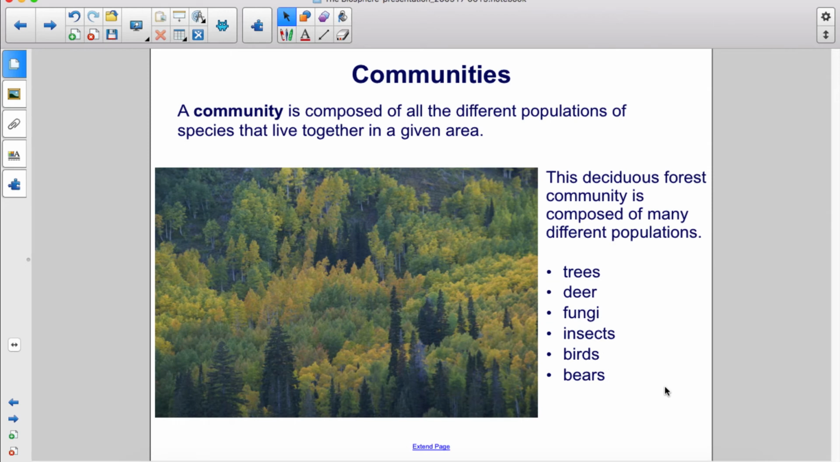A community is composed of all the different populations of species that live together in a given area. This deciduous forest community is composed of many different populations: trees, deer, fungi, insects, birds, and bears.